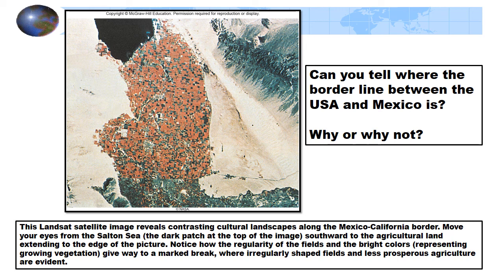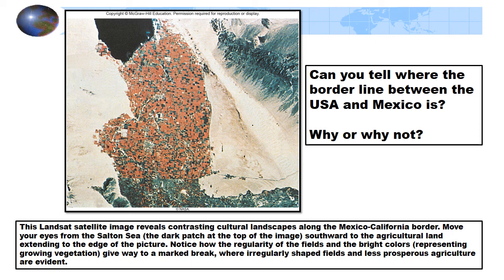Speaking of cultural landscapes and lines and so forth, can you tell where the border line is between the United States and Mexico from this satellite image? Well, you can, and we will look at this concept later when we get into cartography. But here, this is a false color satellite image, where what you see as green on this map isn't really green in reality. What you see as red on this map isn't really red in reality.